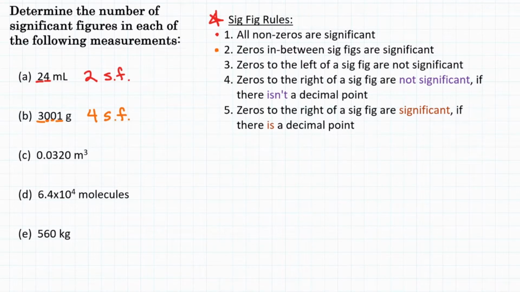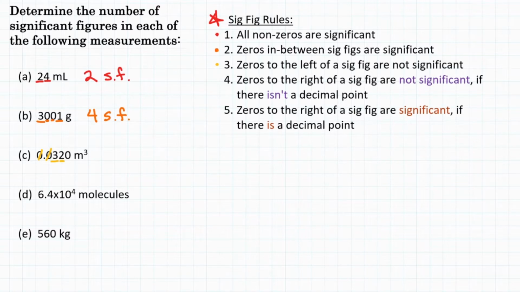Question C says 0.0320 meters cubed. So the 3 and the 2, we know those are both significant, but what about the zeros to the left and the 0 to the right? Well, looking at rule number 3, zeros to the left of a sig fig are not significant. So this first 0 here and this first 0 here are both not significant. They are not sig figs. They are just placeholders. We have to put them there in order to write the rest of the number. So those are not significant, but what about the 0 to the right?